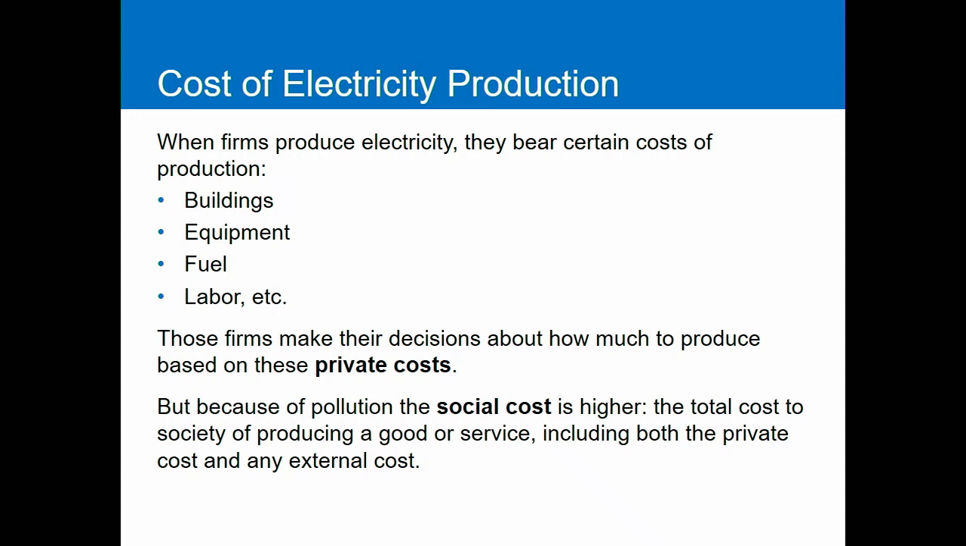But what firms aren't taking into account is the cost of pollution. Because the pollution mainly affects third parties. It does affect them, but obviously electricity producers are a very small part of all of humanity. So they're bearing a very small cost of this pollution. So because of this pollution that they're not taking into account, the social cost of producing electricity is higher than the private cost to those electricity producers. So the social cost is going to be all of the private costs and then all the externalities that are not being taken into account.